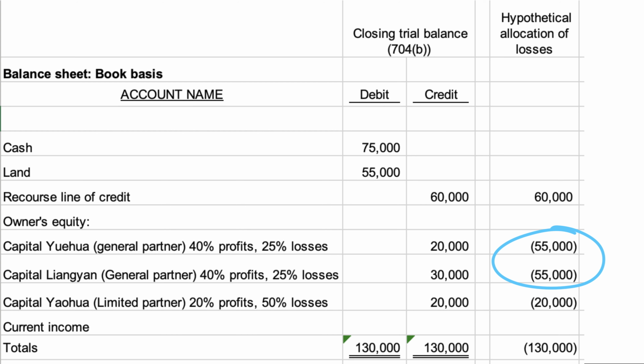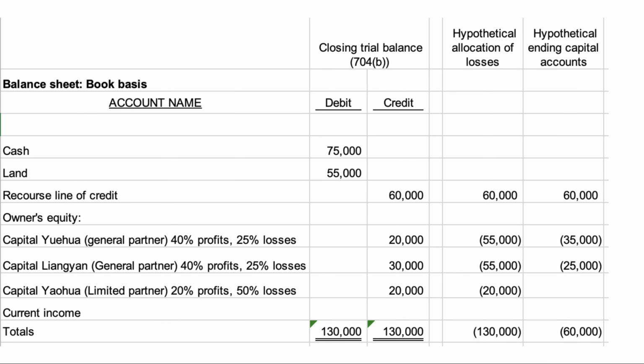After the loss allocations, what are the fair market value capital accounts? As we expected, the limited partner has a zero fair market value capital account. This partner has lost his $20,000 investment and just walks away. The two general partners, however, have negative capital accounts.